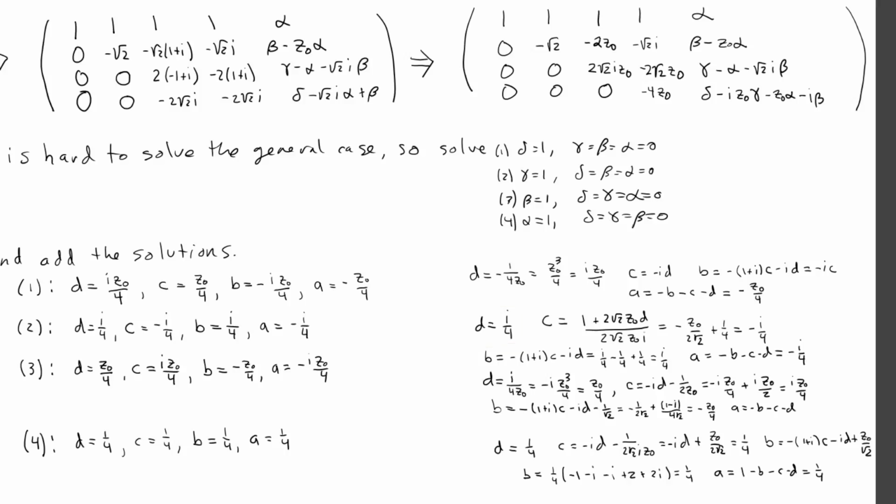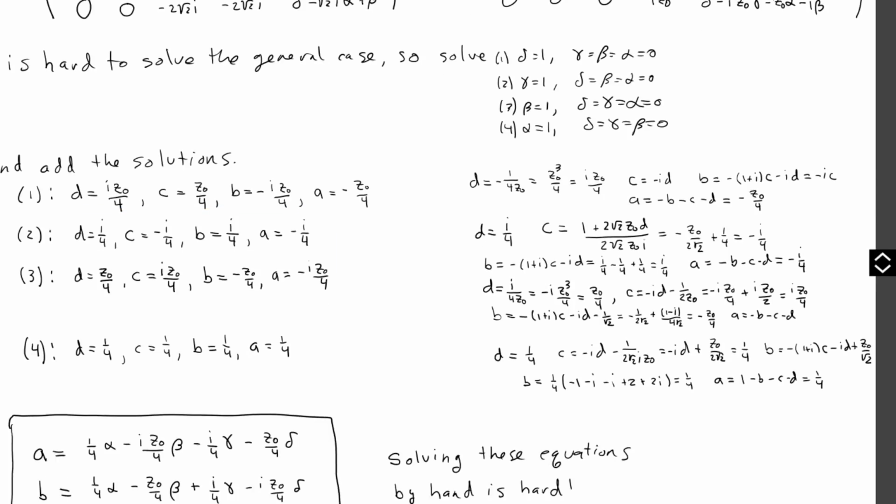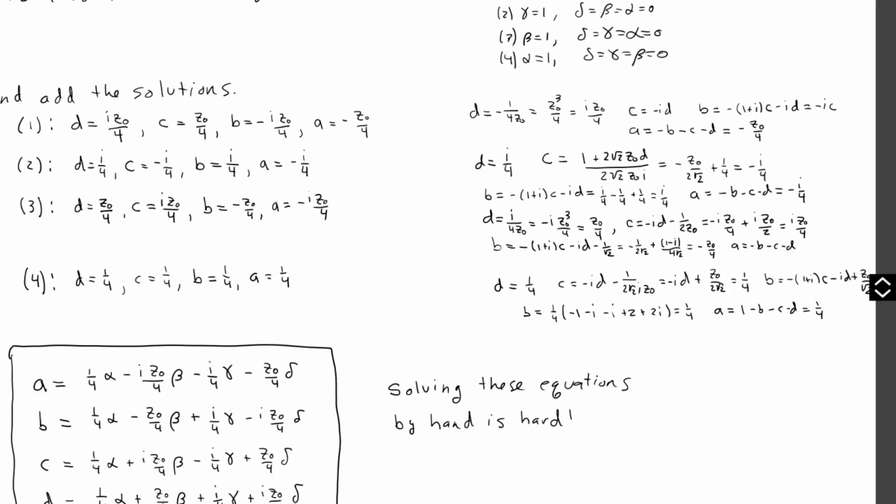And then we have to do some algebra and simplifying and so forth. And ultimately, we find that c is equal to minus i over 4. And then doing the similar results, we find b is equal to i over 4 and a is equal to minus i over 4. And then there's similar calculations that you have to do for the third case and for the fourth case.